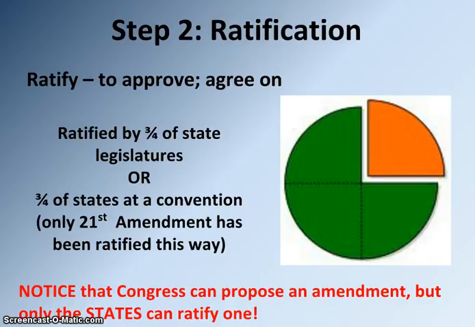Now notice that Congress can propose an amendment, but only the states can ratify one. And this is again part of the federal system in which the framers wanted any actual changes to the Constitution to go out to the states and not just be done by the federal government.